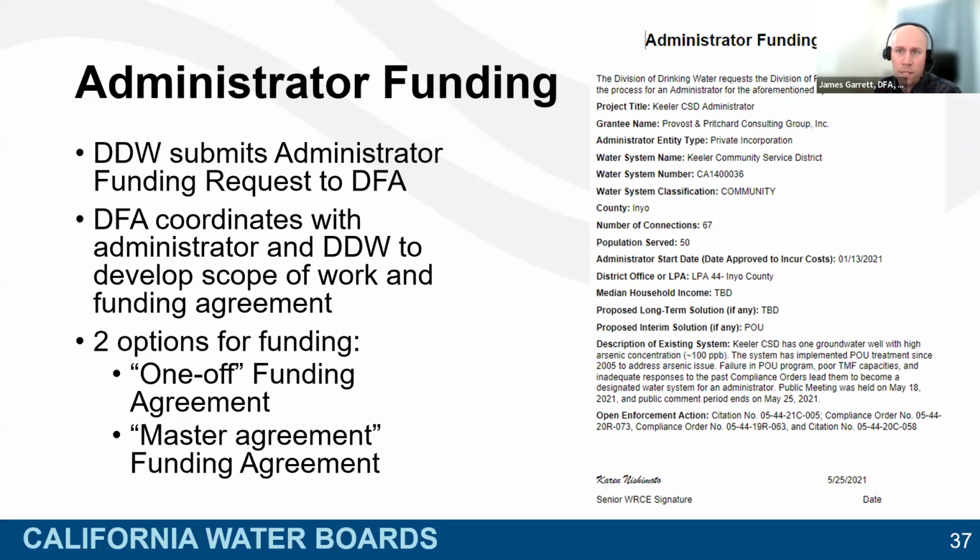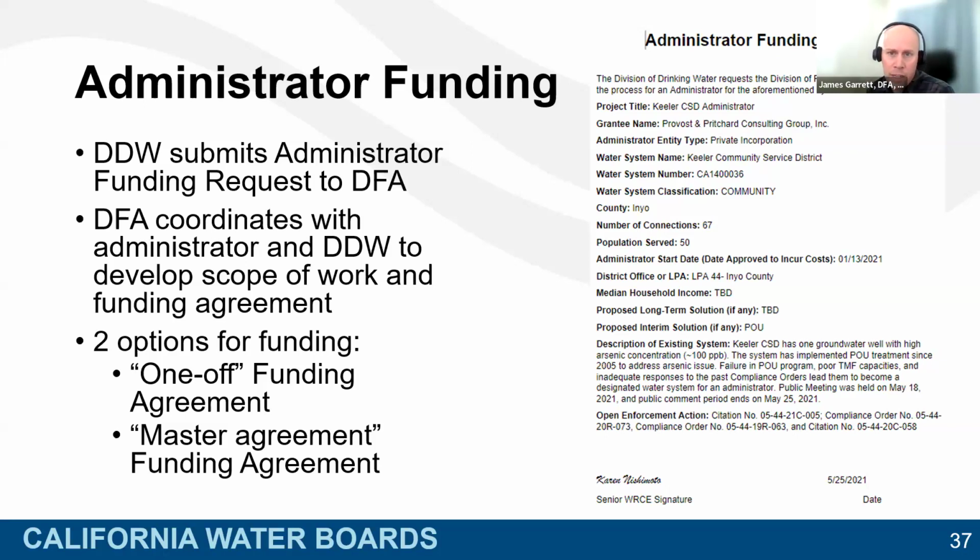So after public notice has been given, after a potential administrator has been identified for the community, and after receiving the administrator funding request, DFA will then provide the identified administrator with a general scope of work template and a budget template, and will work with the administrator, DDW, and OPP to draft the scope of work and budget that would be included in their funding agreement.